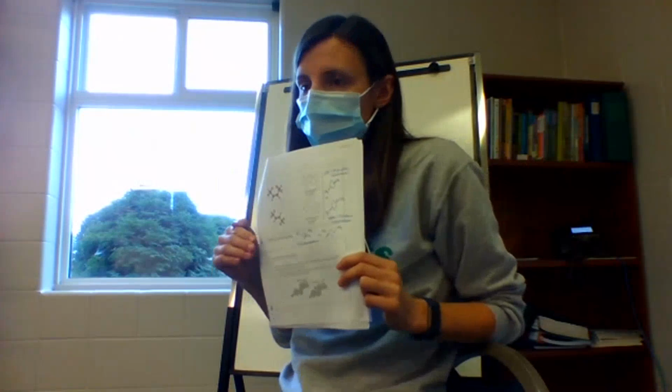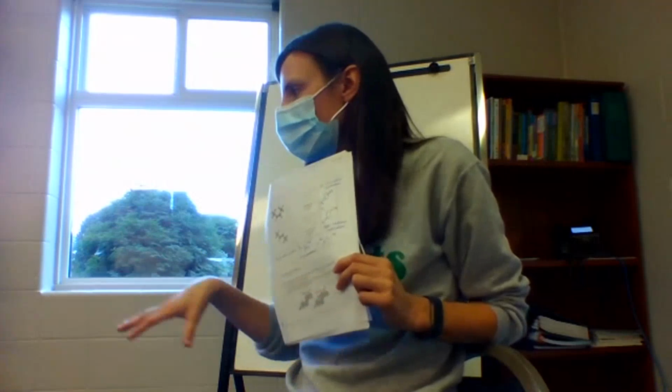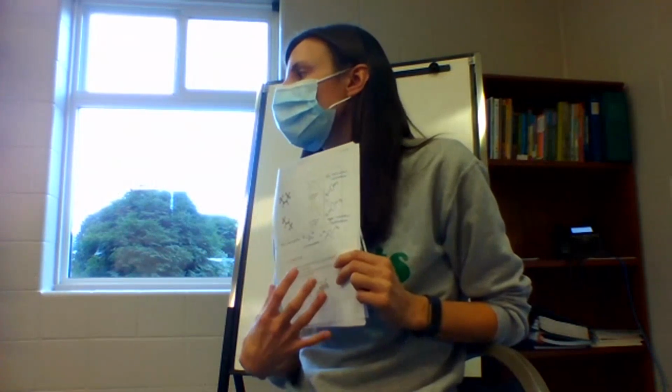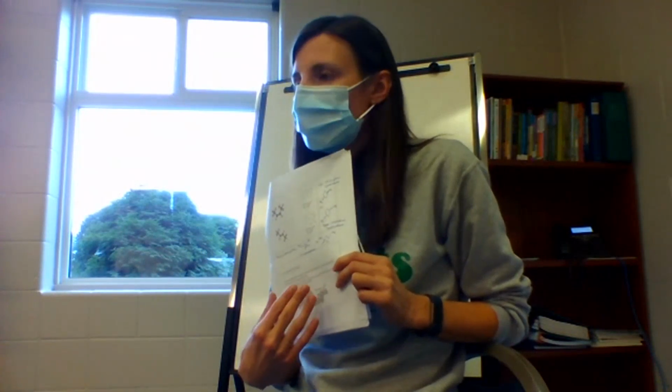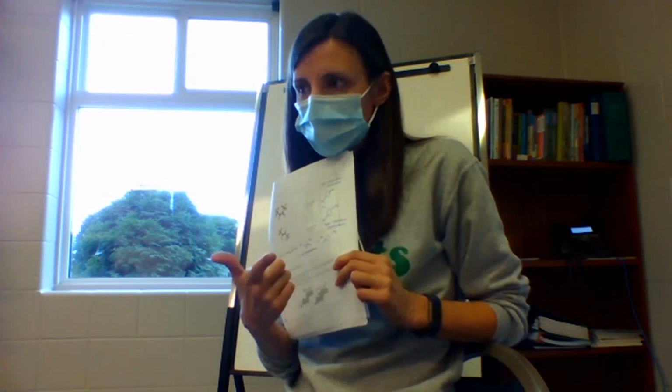Okay, so functional groups. We've talked about organic molecules containing carbon and hydrogen. These will still contain carbon and hydrogen, but now we're going to look at things that also contain some other elements, like oxygen especially, and nitrogen, and sometimes the halogens.